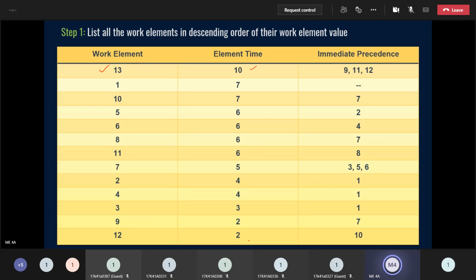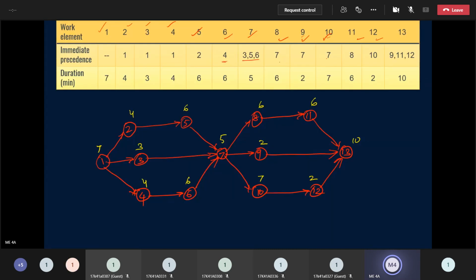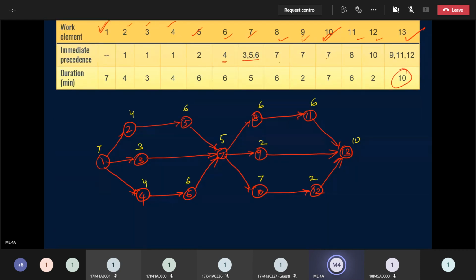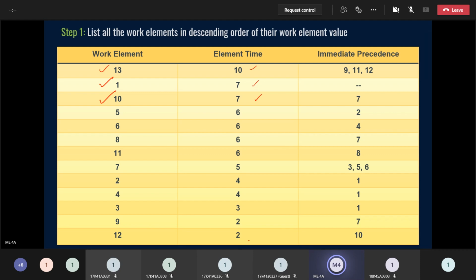Is this step clear? After element 13, whose time is 10, what is the next highest time? 7. We have 1 as well as 10, and for both of them, time is 7. Next time is 6. Four elements have the same time 6: that is element 5, 6, 8 and 11. Like that, arrange all of them in the descending order.